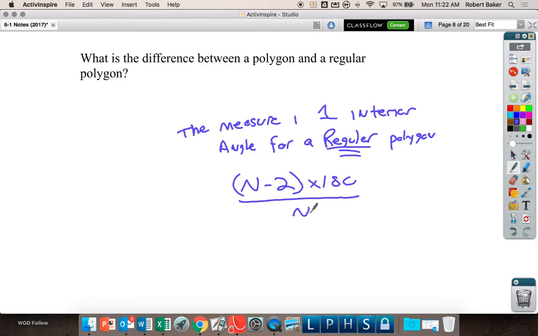So if I gave you a 100-gon, and asked you to calculate how many degrees one individual angle was inside that 100-gon. Something like that, right? 176.4.